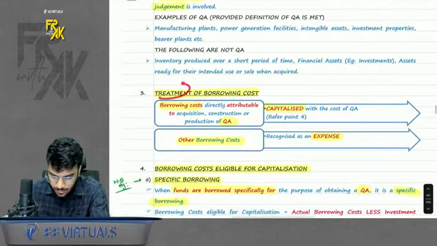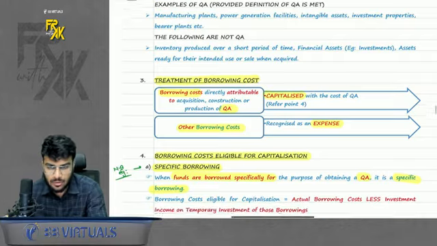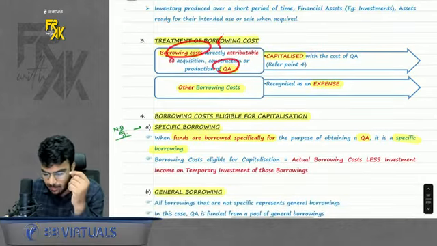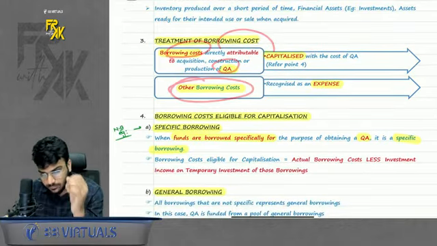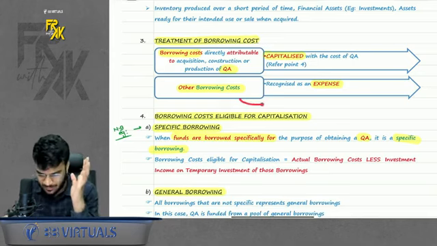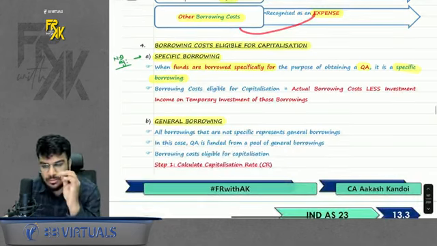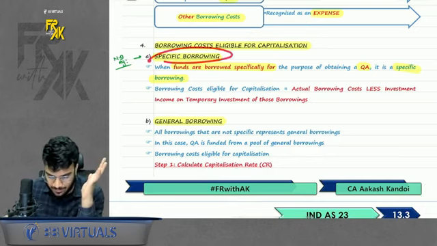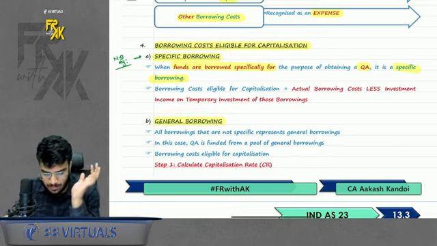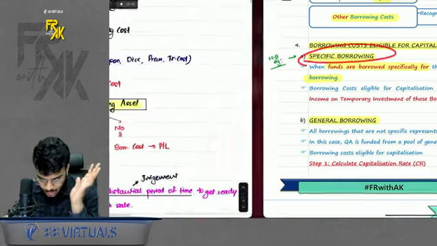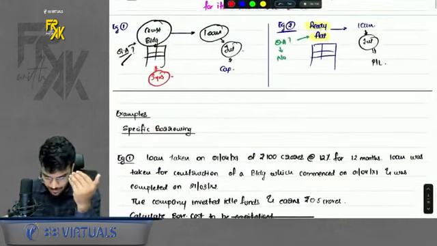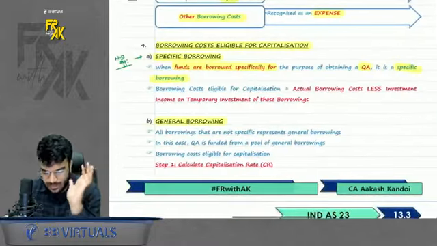Then, treatment of borrowing cost. How will you treat the borrowing cost? If you have incurred it on a qualifying asset, you will capitalize it. If you have incurred it on a normal asset, you will expense the borrowing cost out. Now borrowing can be of two types. One can be specific borrowing, one can be general borrowing. Always remember what to do if there is a specific borrowing. We have taken a few examples also to discuss it. You can refer to the examples in our board notes, but just listen to me carefully.